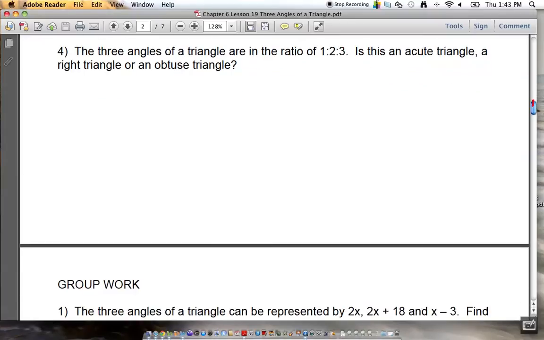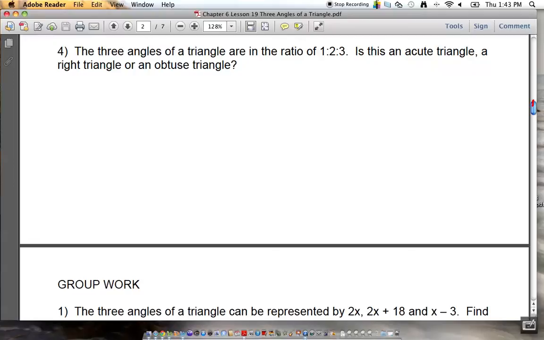Now, I want to talk to you about this one. I'm going to get you started, and then I'll let you finish it, and then we'll go back to those last two do-it questions, okay? The three angles of a triangle are in the ratio of 1 to 2 to 3. Find if this is an acute, a right, or an obtuse triangle.